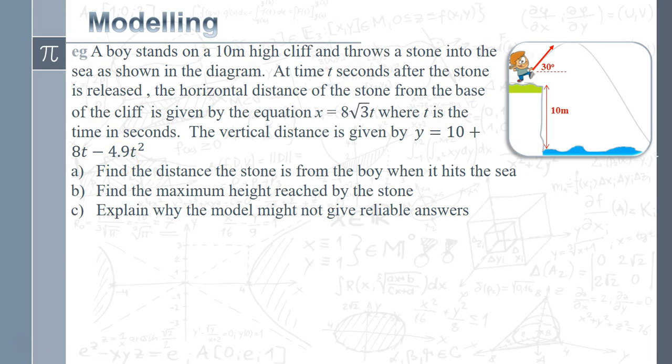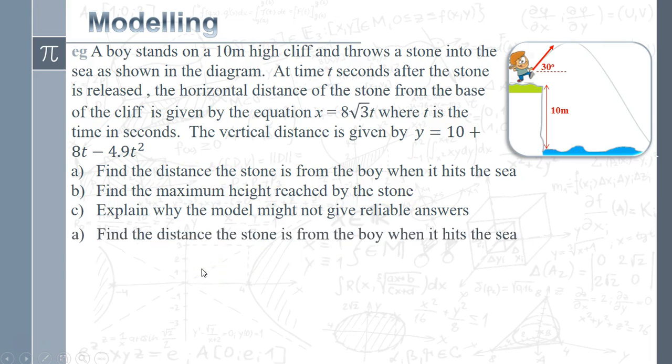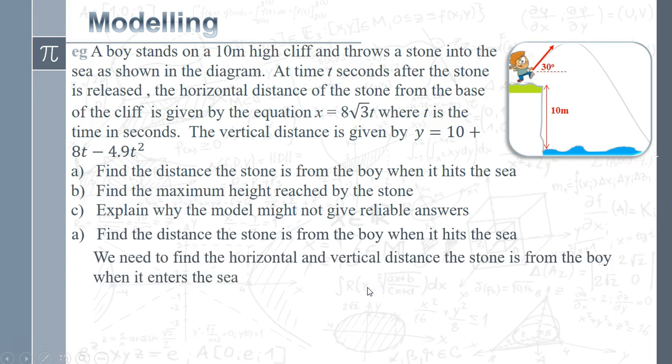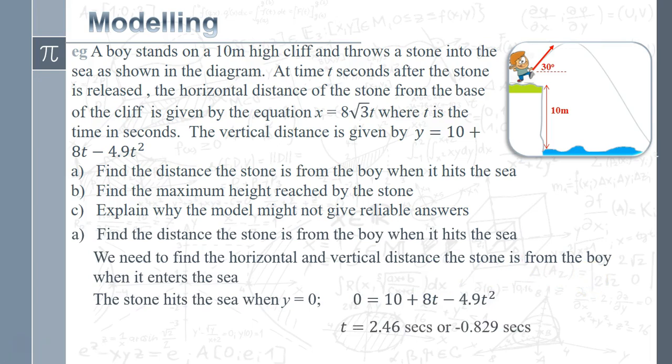So, first thing we're going to do, it says find the distance the stone is from the boy when it hits the sea. So when it hits the sea, the y value is going to be 0 because we're dealing with our definition from the base of the cliff. So we've got y equals 0, and if we put that into there, that's going to allow us to come up with the value for the parameter t.